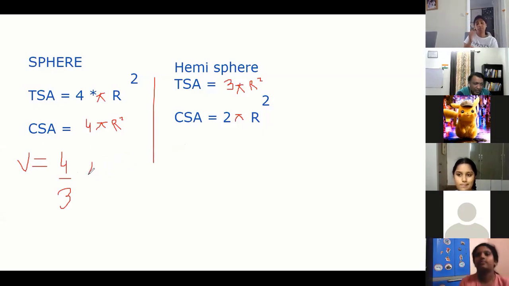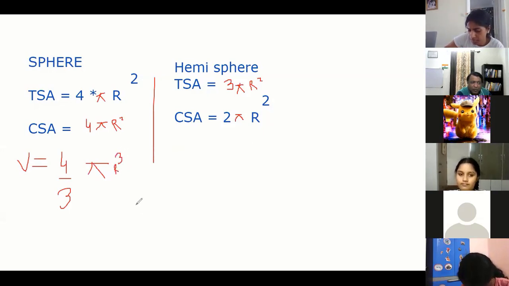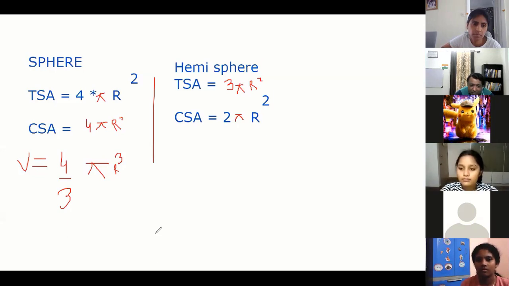Volume of sphere is 4 by 3. There will be no h coming. I only explained h to explain the concept. So volume of sphere is 4 by 3 pi r cube. If radius and height are same, volume of sphere is always 4 times the volume of cone. Guys, you have to just see that.